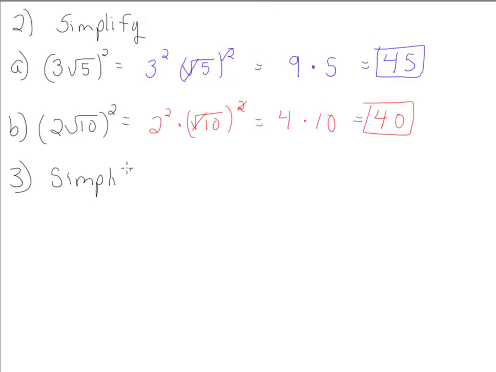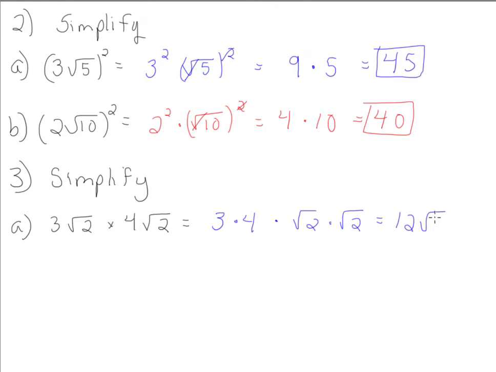Example number 3. Directions are still just simplify the expression. But we're going to get a little bit more complex on this one. We have 3 the square root of 2 times 4 the square root of 2. So we're going to combine like terms. The numbers outside the radical we multiply together, and then the numbers inside the radicals we multiply together underneath the radical. So that gives us 3 times 4 times the square root of 2 times the square root of 2. 3 times 4 is 12, and then square root of 2 times square root of 2 is square root of 4. And we know square root of 4 is just simply equal to 2. So our final answer is 24.